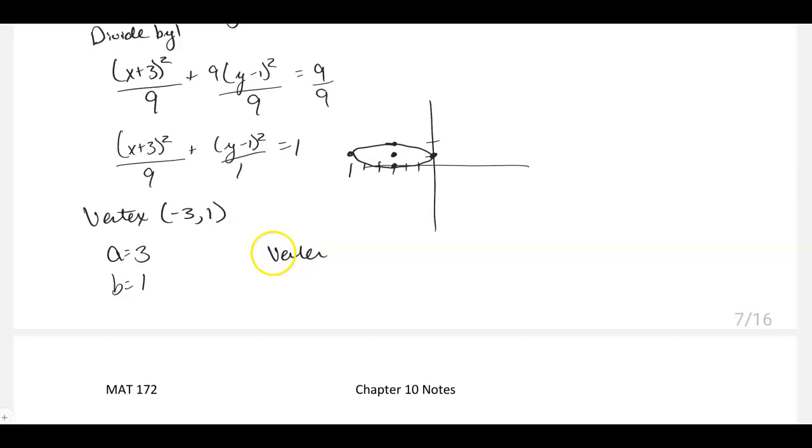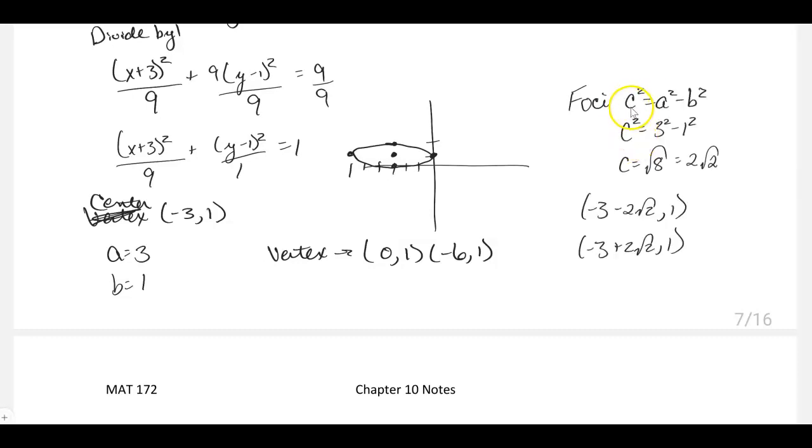So our vertex, sorry guys, that's supposed to be center. Our vertices are at 0, 1 and -6, 1. And to find the foci, we're going to find c squared equals a squared minus b squared. Plug everything in. So c is going to be square root of 8, which is 2 square root of 2. And then we're going to move to the left and to the right to find my foci.